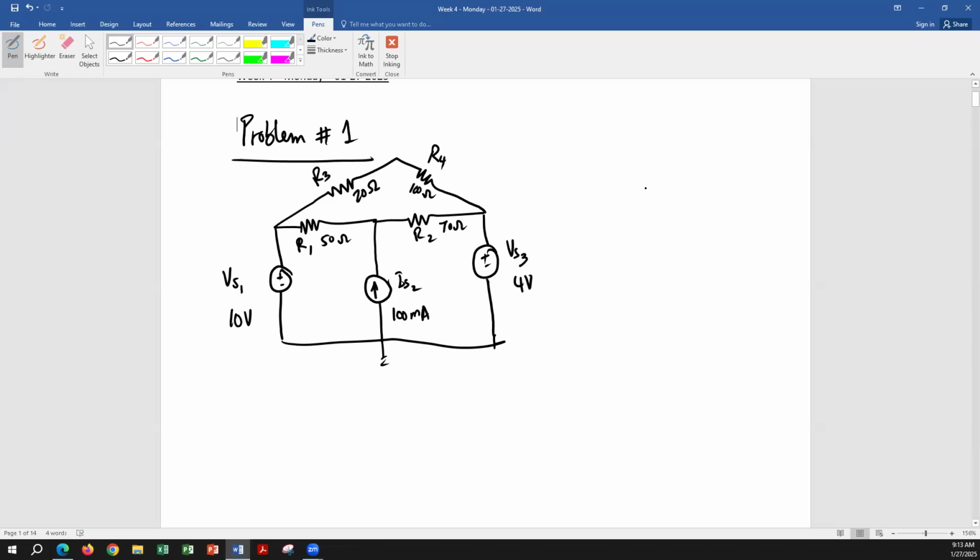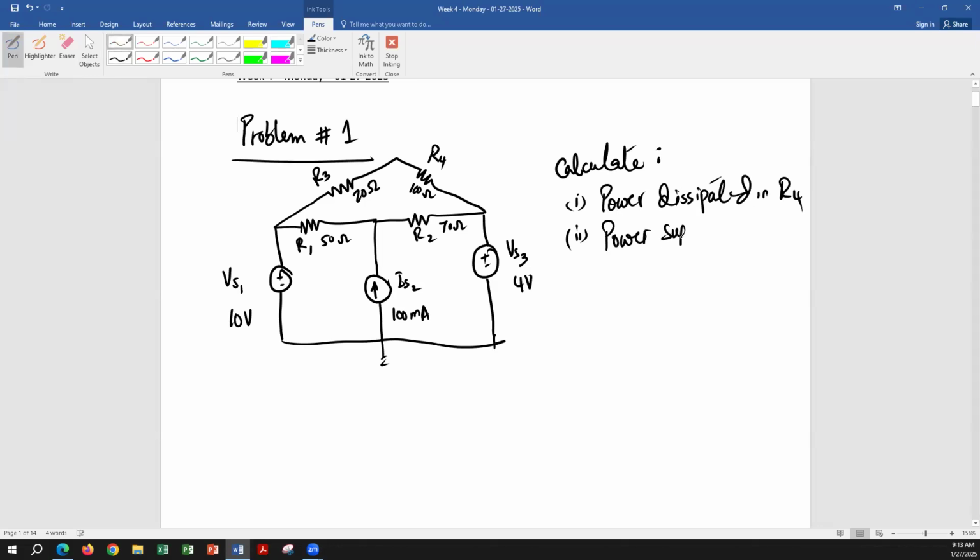Okay, let's say calculate: power dissipated in R4, and power supplied by each source. So two things we have to figure out.